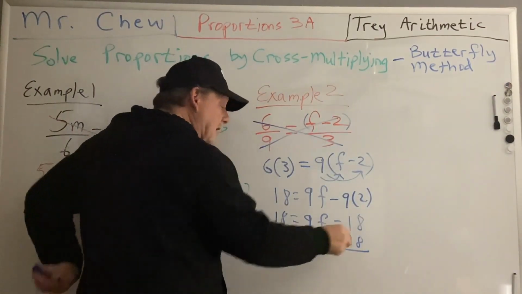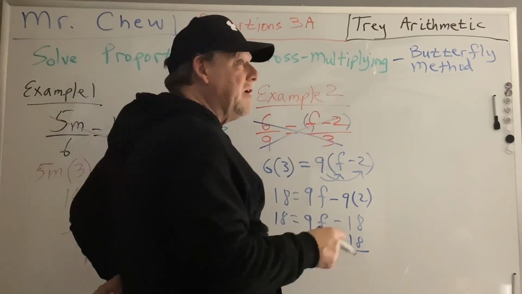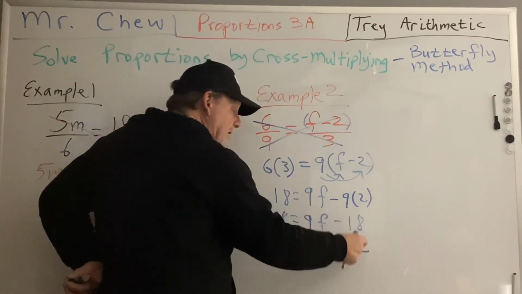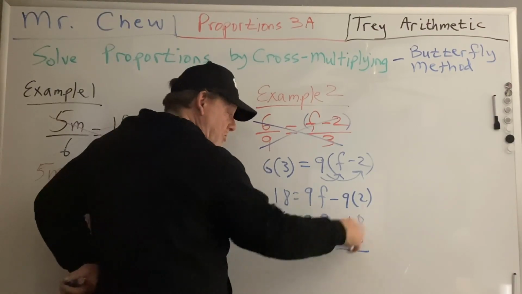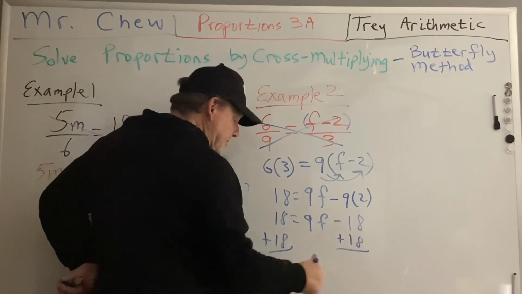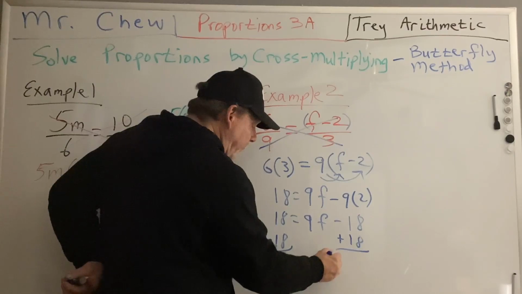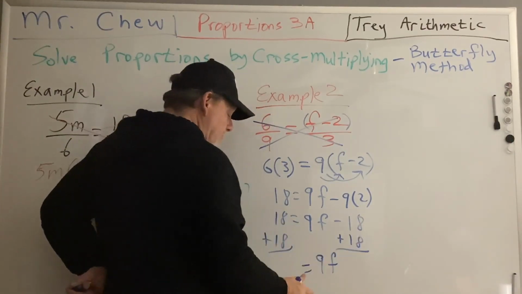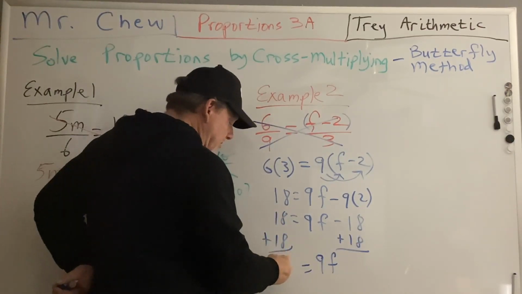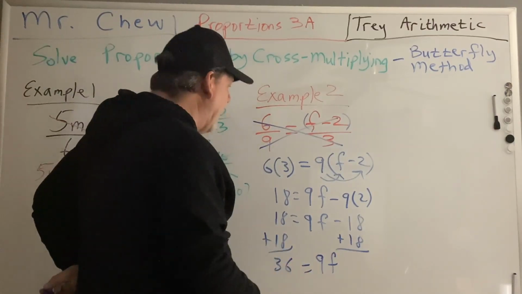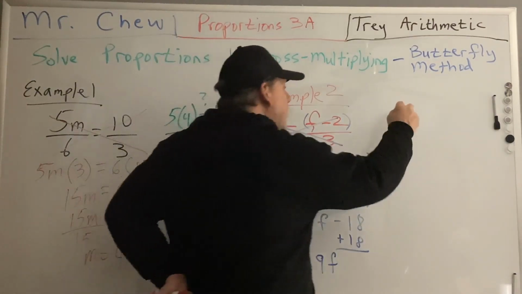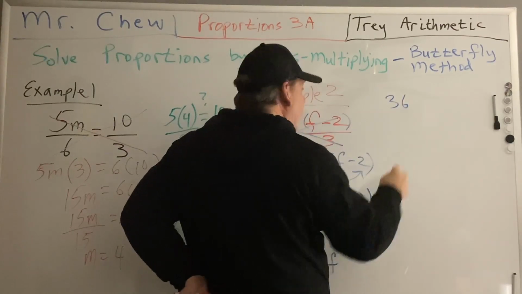You have to do the same exact thing. That is what is called the addition property of equality. Minus 18 plus 18 is 0. This crosses out. 9f minus 0 is 9f. So I have 9f on the right. 18 plus 18 is 36. I'm running out of room, so I'm just going to take this and rewrite it up here so that everyone can see well.